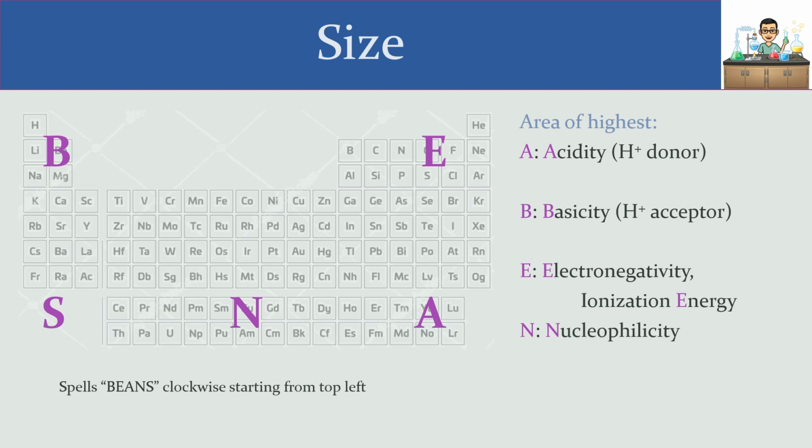N stands for nucleophilicity, and S stands for size. So this is a way that you can memorize all of your periodic trends in one fell swoop. Just label your periodic table B, E, A, and S, going clockwise from top left to bottom left, and there you have all your periodic trends all at once. And the one that we're talking about today is that trend for size.